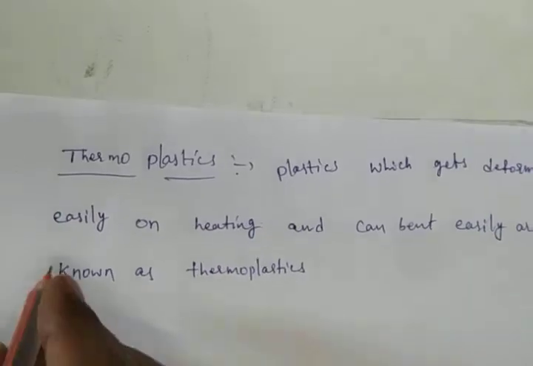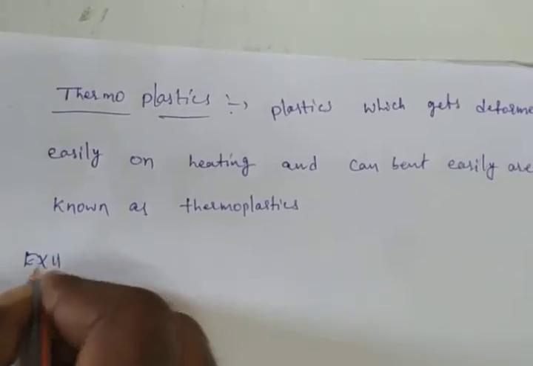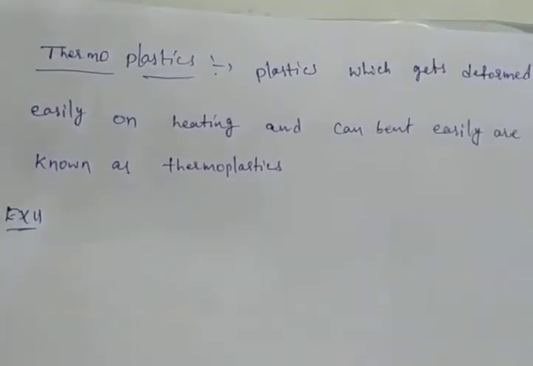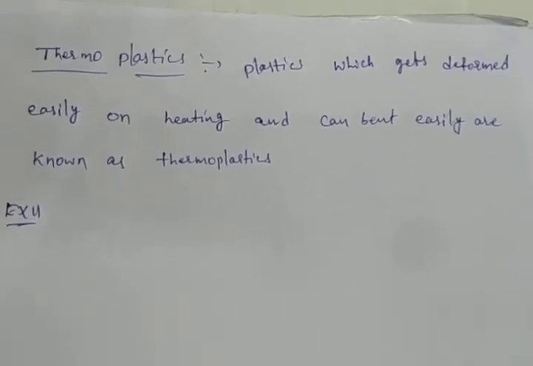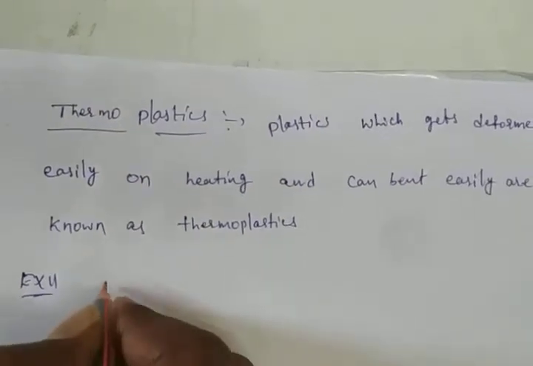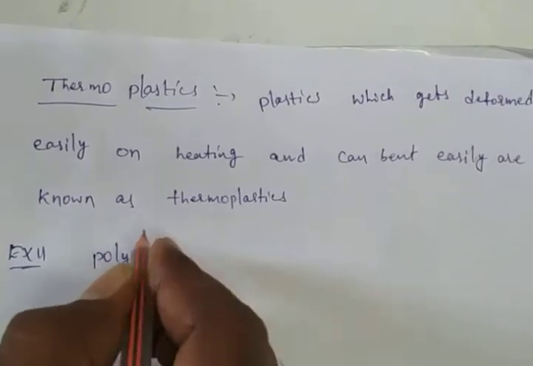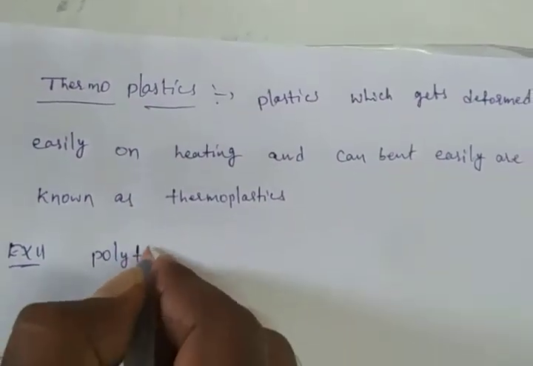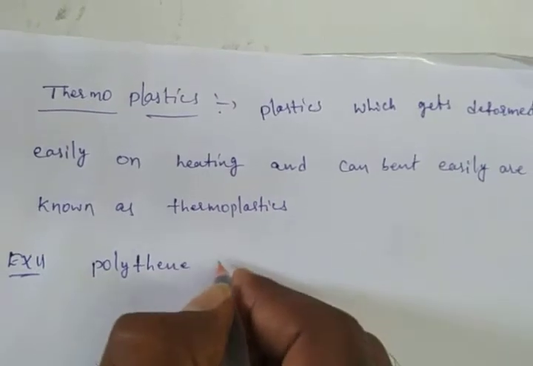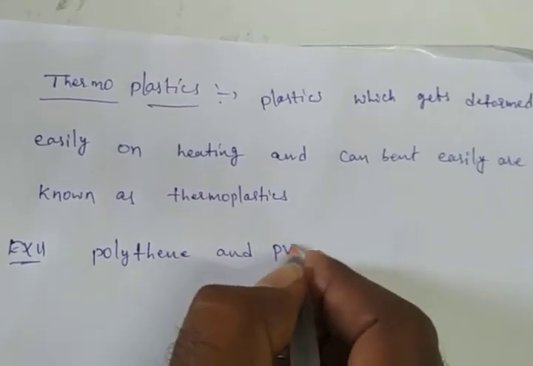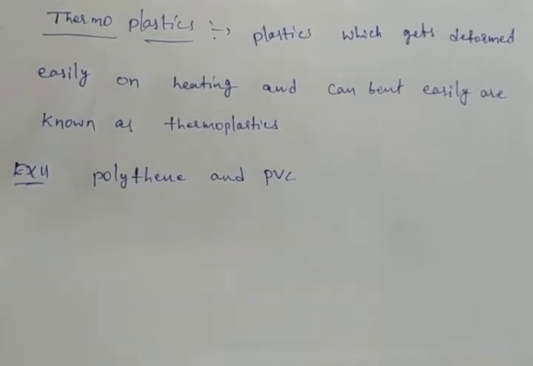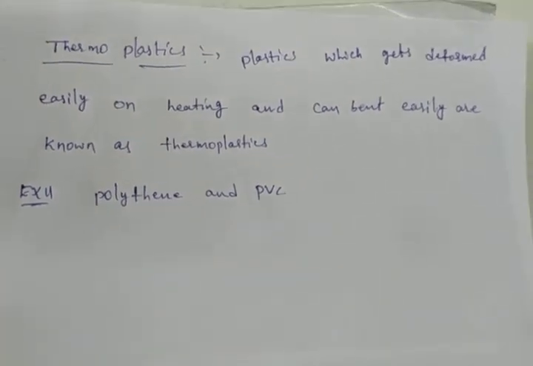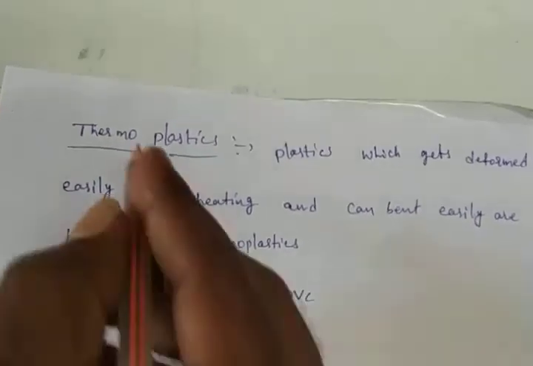What are the examples of thermoplastics? Polythene and PVC. What is PVC? Polyvinyl chloride. This is a thermoplastic.